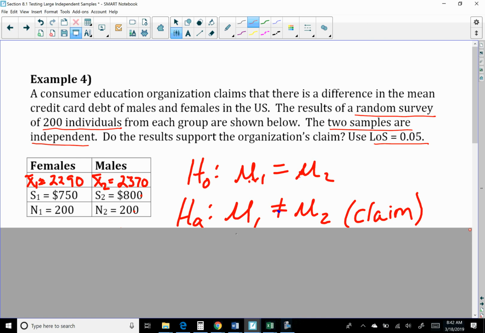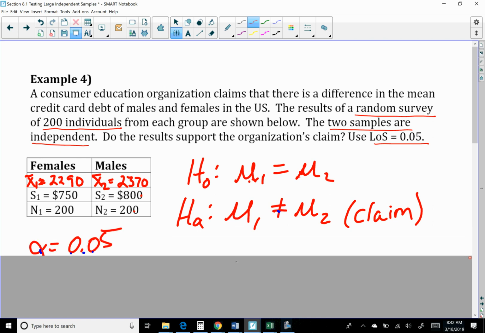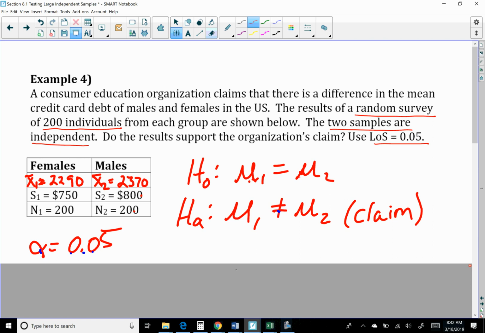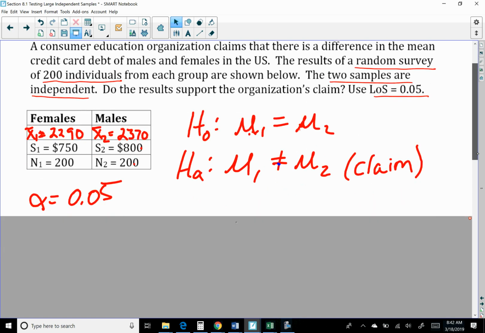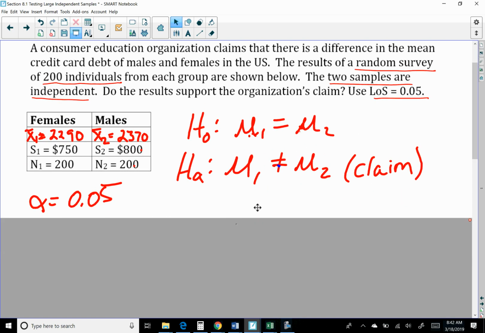That's all. Could be higher, could be lower, right? It could be that females have a higher debt than males, or it could be that males have a higher debt than females. All we know is the claim is that they are not equal. They do have different levels of debt. Level of significance 0.05. Based on this, is this a left tail, right tail, or two-tailed test?